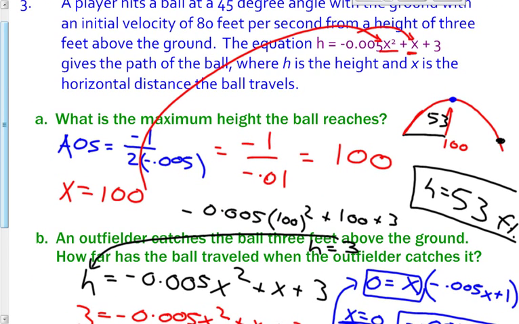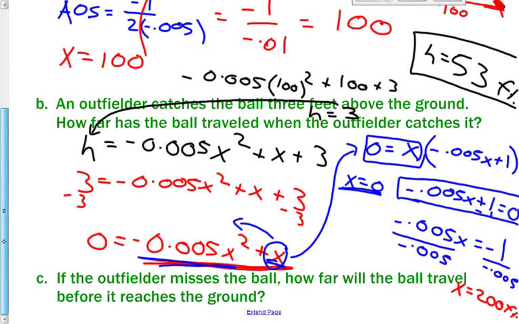It reached a height of 53 feet and a distance of 100 feet in length, and then it kept on going until it was caught at 200 feet when an outfielder caught it 3 feet above the ground. So that is problem letter B. It is a distance of 200 feet.